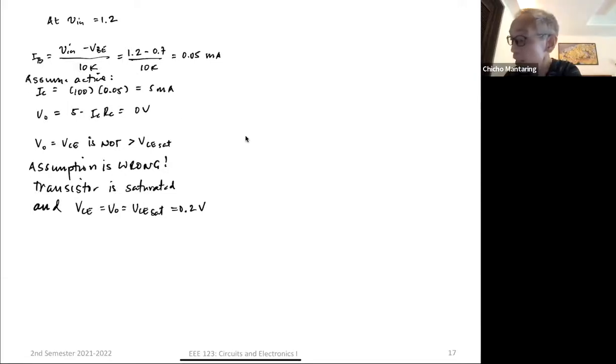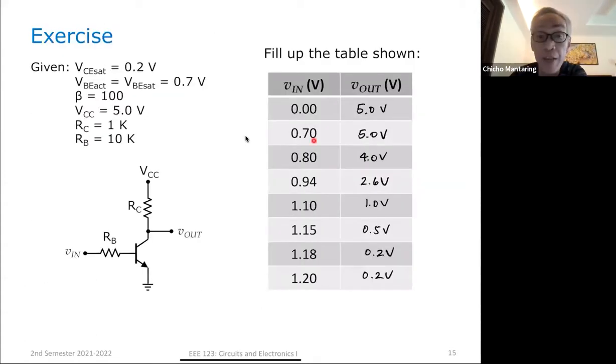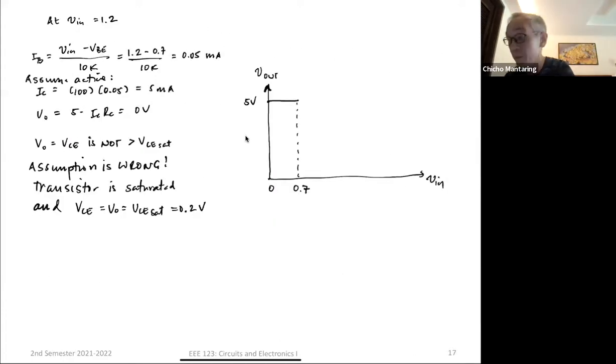So we saw a pattern, no? This is V out. This is V in. We saw that our output is VCC, this is 5 volts, until the point where V in is 0.7. Until the point where V in is 0.7, our output is 5 volts. As V in increases, V out decreases. And it goes down linearly.